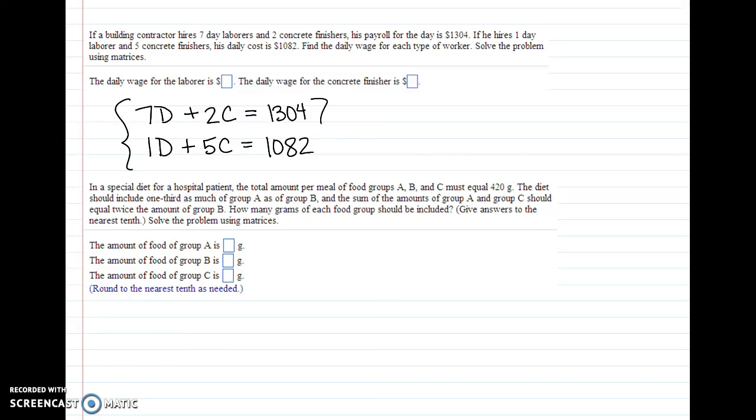So we have just created ourselves a system of equations that I can put into Polysmelt. And the answer that I get out is 132, 190. So I need to know which one is which, right? The D was the first letter, first variable, so that's going to be my first answer. C was the second variable, so that's going to be my second solution. So the day laborer gets $132 for the day. The concrete finisher gets $190 for the day.